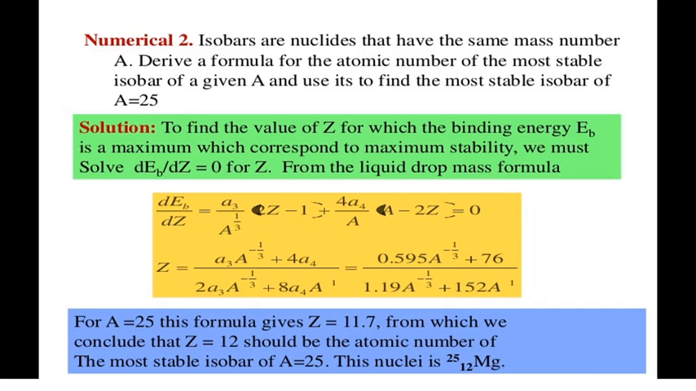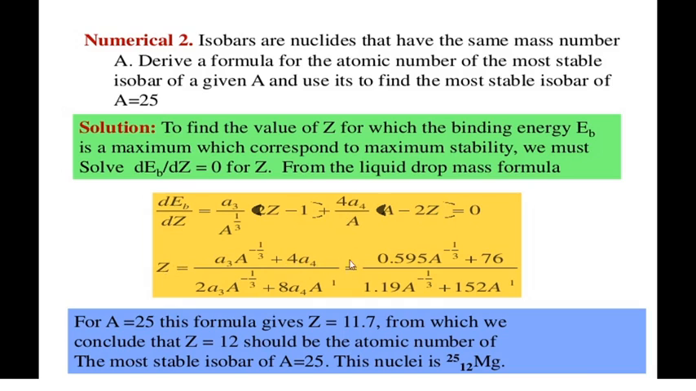So this is the next problem, where isobars are nuclides having the same mass number A. Now you can derive a formula for the atomic number of the most stable isobar for a given A, and use it to find the most stable isobar of A equal to 25. We have to derive a formula for the atomic number of the most stable isobar. To do that, find the value of Z for which the binding energy is maximum. Binding energy is maximum means that taking the derivative with respect to Z will be 0, isn't it? So you can take the derivative of the binding energy, equate it to 0, and find out the formula for Z.